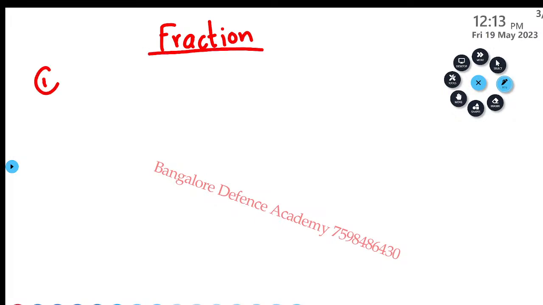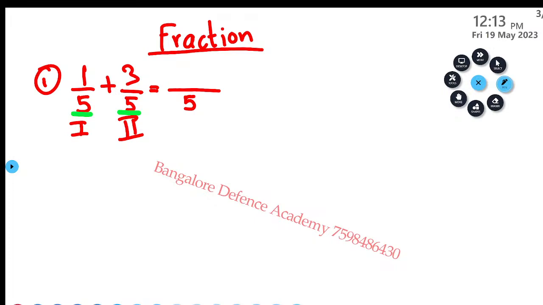Now imagine question number 1, I write here 1 by 5 plus 3 by 5. Here this is the first number and this is the second number. If you see the first number and the second number, the denominator is the same, that is 5. So if you find the denominator is the same, take it only once, that is take it 5. And in the numerator you take 1 plus 3. So what is the answer? 1 plus 3 is 4, so the answer is 4 by 5.